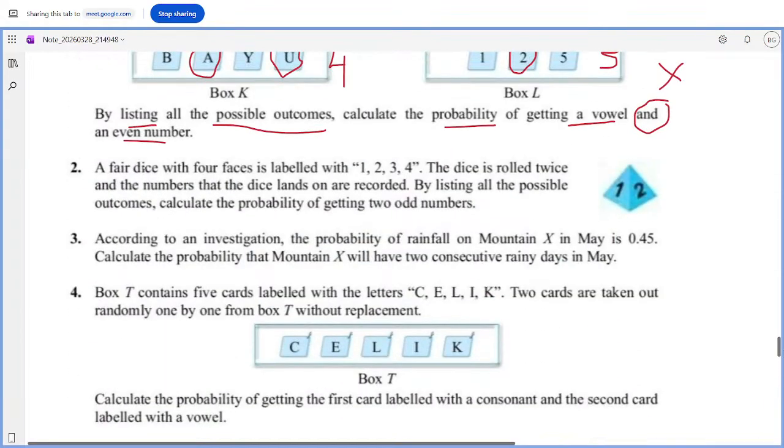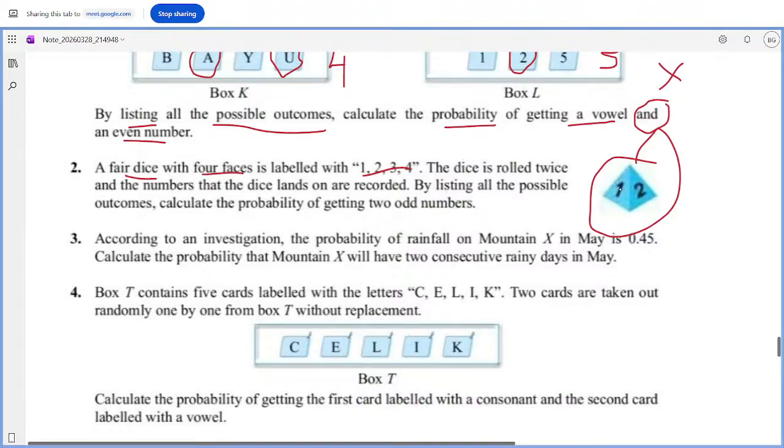Number 2. Okay, so they say there is a fair dice with 4 faces. Okay, dice can also be 4 faces, guys. Take note. Doesn't mean must be 1 to 6 always. It can be 1 to 4 also. 1 to 4, the dice look like this. Okay, have you guys seen this kind of dice? I don't think now got, right? This one looks awkward a bit.